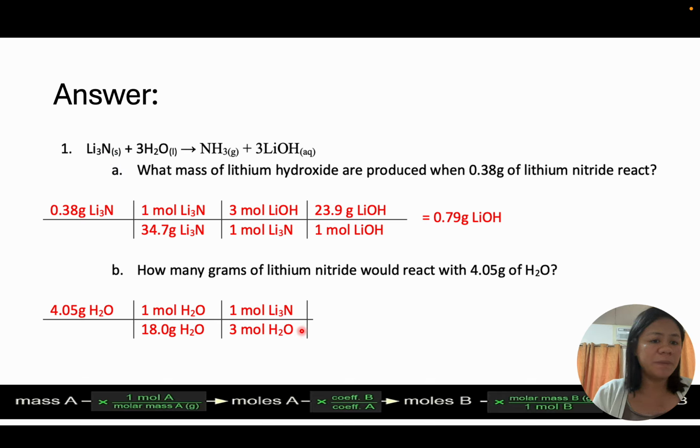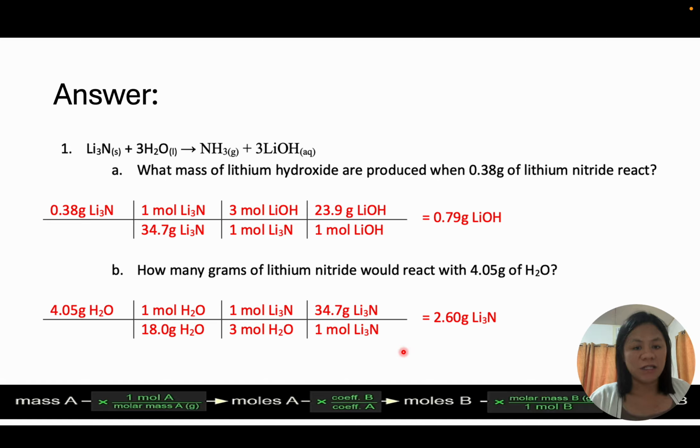Of course, water will be placed at the bottom so we can cancel it. What we are looking for here is the lithium nitride, so its molar mass again. The molar mass of lithium nitride is 34.7 grams. If we multiply and divide, 4.05 times 1 times 1 times 34.7 divided by 18 divided by 3 and divided by 1, we get 2.6 grams of lithium nitride as an answer.